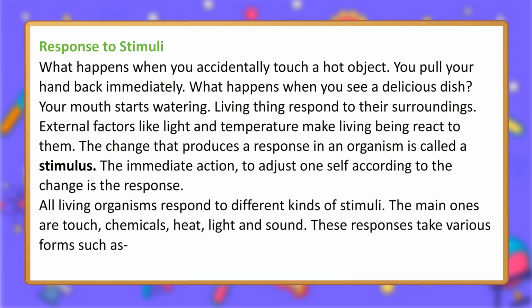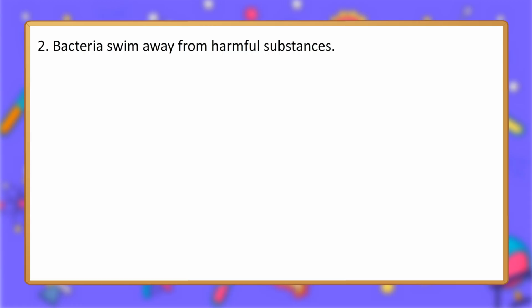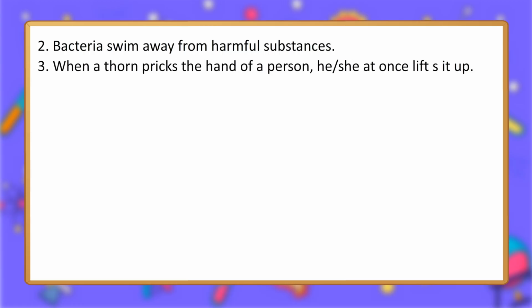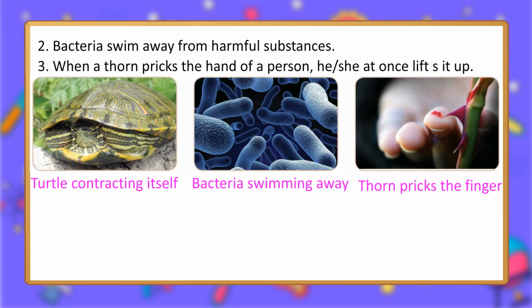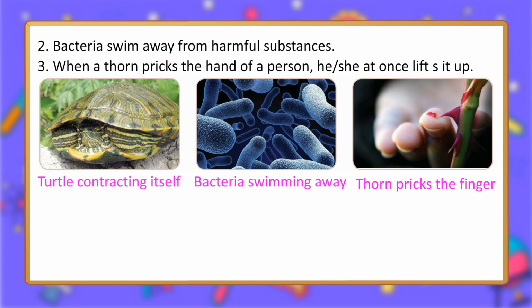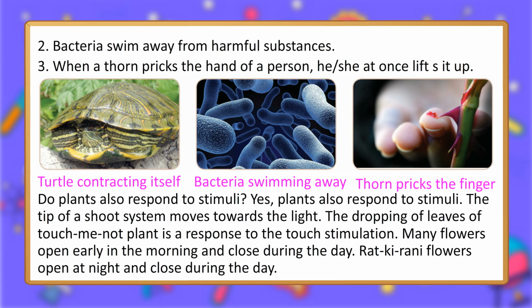These responses take various forms, such as: 1. A turtle can contract itself into its shell. 2. Bacteria swim away from harmful substances. 3. When a thorn pricks the hand of a person, he or she at once lifts it up. Turtle contracting itself. Bacteria swimming away. Thorn pricks the finger.